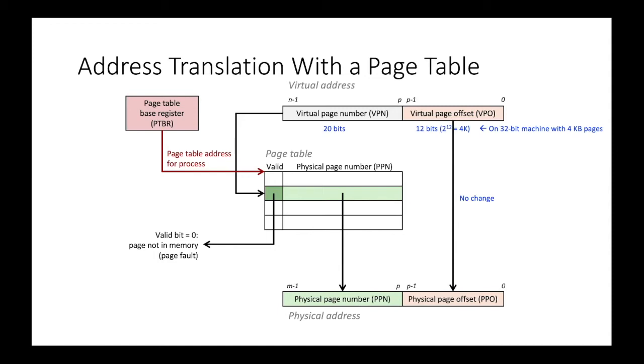On a 32-bit machine with a 4 kilobyte page, the memory address space is 32-bit, and because the page size is 4K, we have low order 12 bits for the page offset, and the remaining 20 bits are the virtual page number. Address translation means we replace the high order 20 bits of the virtual page number with the physical page number that we get from the page table.